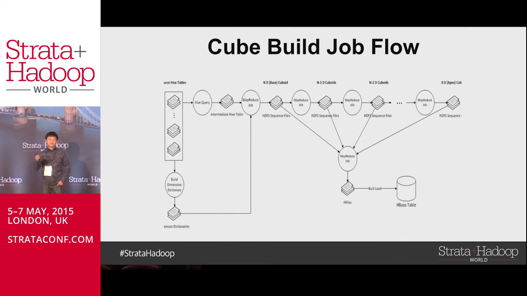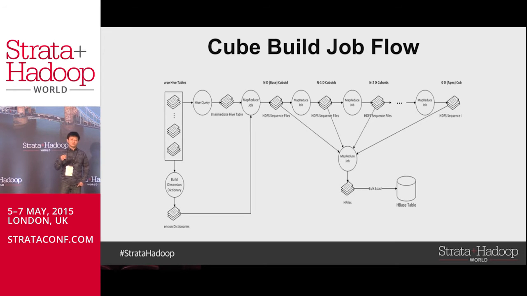So with that defined, we go to the cube build. It basically divides into two parts, also starting from the left. The first step is to pre-calculate the join. That is done by Hive. We submit a Hive query to let Hive do the join for us, and the intermediate result will be a big flat table in Hive. That's a temporary table. From there, we do multiple rounds of MapReduce to do the aggregations.